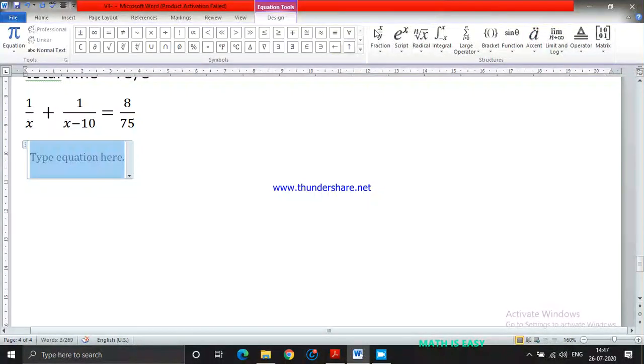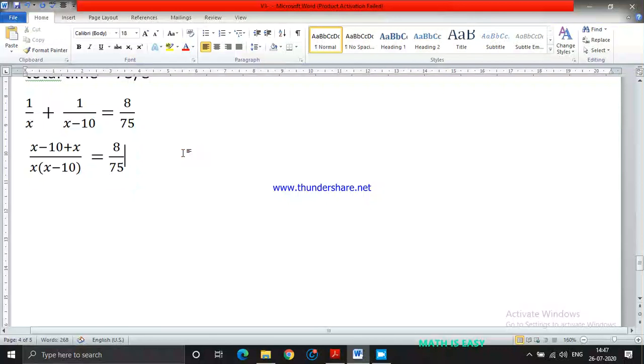These all questions we already solved. So here the denominator will be, as we discussed, x into x minus 10. In the numerator, x minus 10 will come, then plus x is equal to 8 upon 75. So simplify this one and you get the answer.